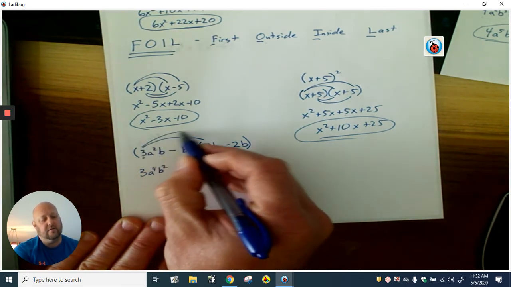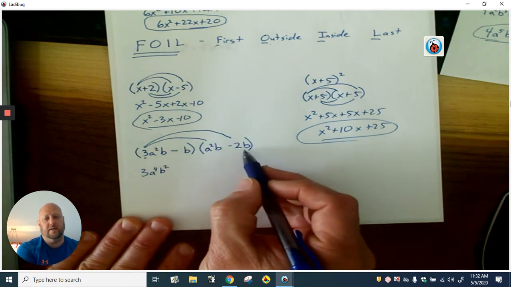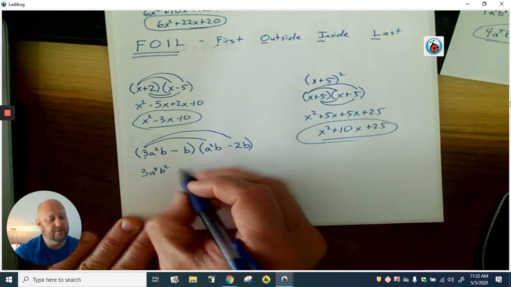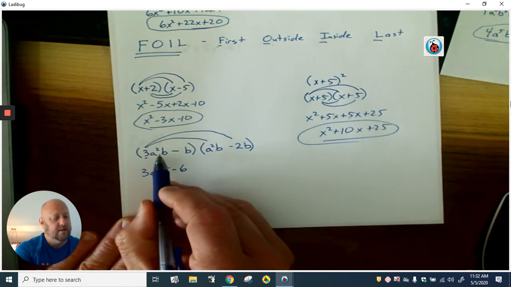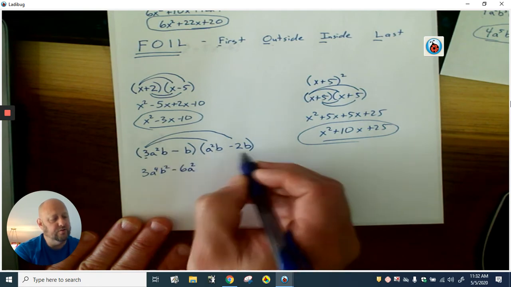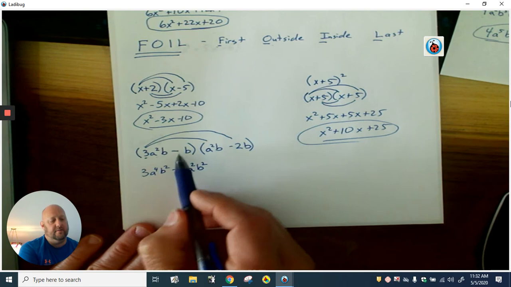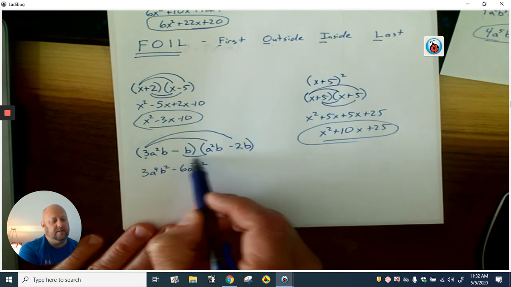Then we take our outside numbers, right? This whole thing gets multiplied by this whole thing back here. 3 and a negative 2 makes a negative 6. We have 2 a's, and now we have 2 b's. And then we have to do this negative b. We have to do our inside numbers.